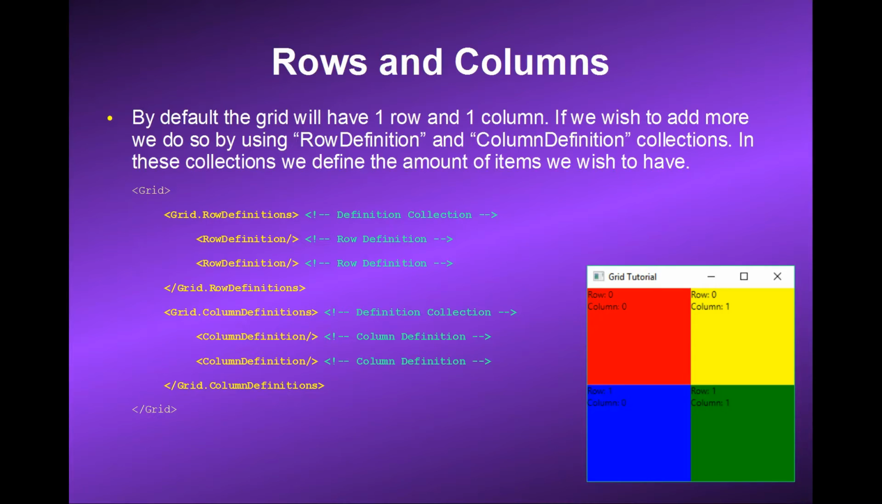So rows and columns. By default, the grid will have one row and one column. If we wish to add more, we do so by using row definition and column definition collections. In these collections, we define the amount of items we wish to have. So in our code example, we have our opening and closing grid tag. And then inside, we have grid.row definitions. And in that, our row definition items. And then we have a grid.column definitions. And in that, we have column definition items. So in this case, we have two rows and two columns defined, and it would display the grid we see on the right.